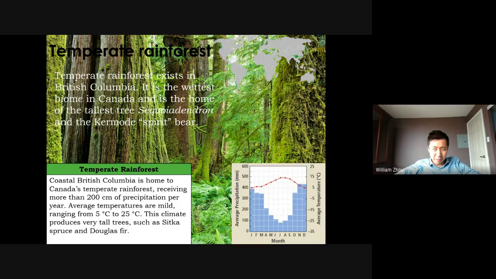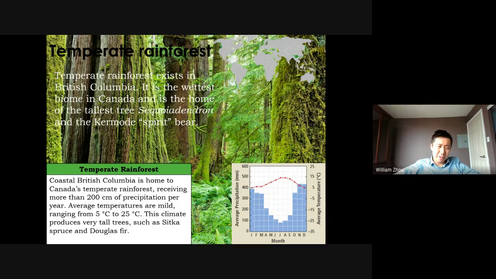Okay, it never dips below zero. Vancouver rarely goes below zero in the wintertime. So because of the warm temperature throughout the year and the abundance of water, you have tall trees. That's why you get a rainforest.